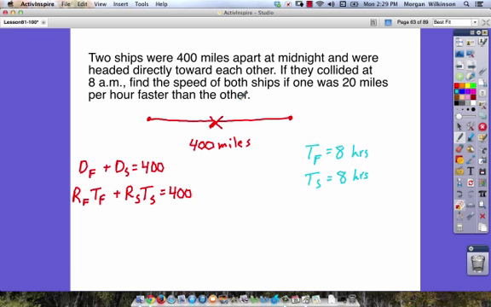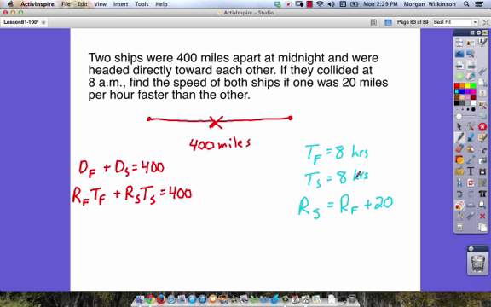Now it says, find the speed of both ships if one was 20 miles per hour faster than the other. So it looks like, this is my second ship, it looks like it's gone a slight bit further than our first ship. So we can say the rate of our second ship is going to be equal to the rate of our first ship plus 20. So that means the second ship is going 20 miles per hour faster than the first ship.